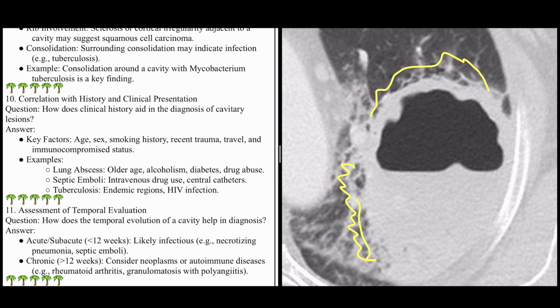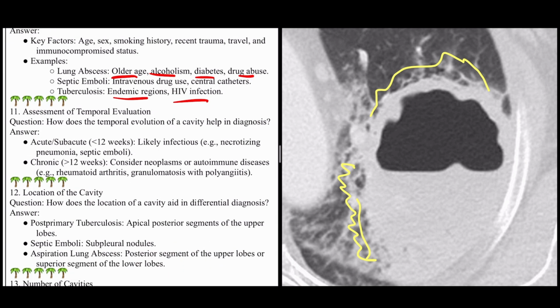For example, lung abscess will occur in older age, during alcoholism, in diabetes and drug abuse. Tuberculosis will occur in endemic regions and during HIV infection, for example. Assess temporal evaluation, because an acute cavity will differ from a chronic cavity. An acute cavity less than 12 weeks will be likely infectious. In chronic cavities, you will have to consider neoplasms or autoimmune diseases like rheumatoid arthritis, granulomatosis.